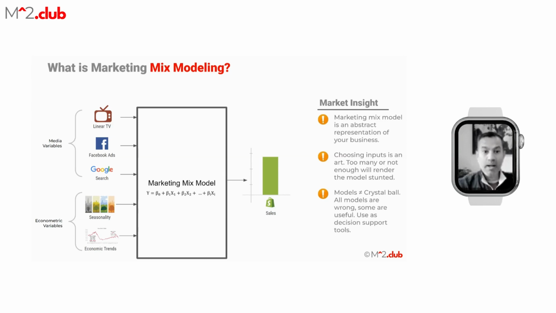Okay, and broadly speaking, you can think of the inputs as two big buckets: media inputs, which is the spend on TV, spend on Facebook, spend on radio, spend on search, all that stuff, and the second bucket is econometric variables. Seasonality, economic trends, interest rates, whatever is relevant to your business that's not media can go into the econometrics bucket or variables bucket.